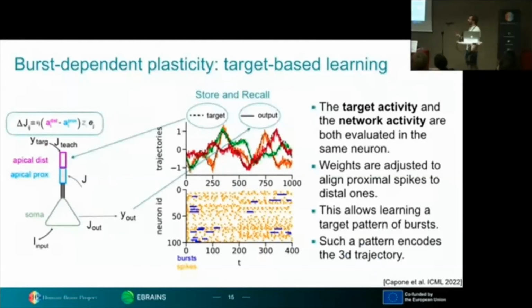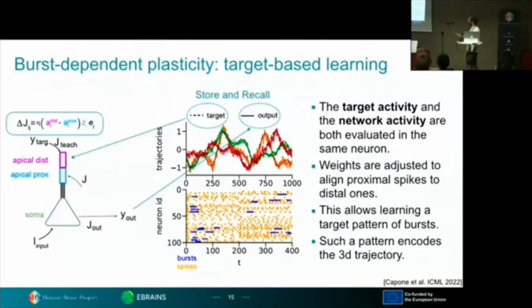I can use this approach to solve the same task I've shown you before. But in this case, I don't need the two networks anymore. This neuron is doing the two jobs. This apical compartment receives a random projection of the target, which is the dashed line here. In the training phase, the recurrent weights are learning to mimic this pattern of bursts defined by the teaching signal. When the teaching signal is no longer there, the network will be able to recall the trajectory learned in this phase by reproducing this pattern of bursts learned during the training phase.